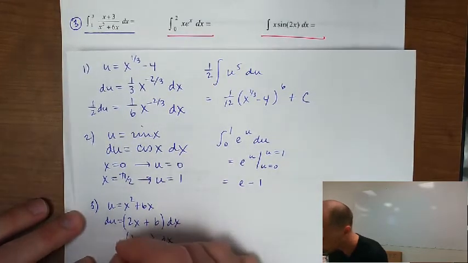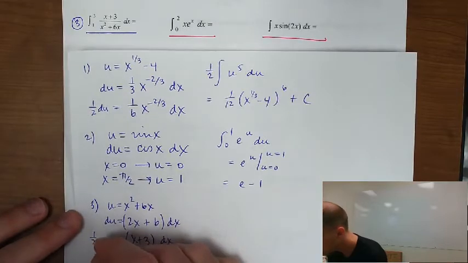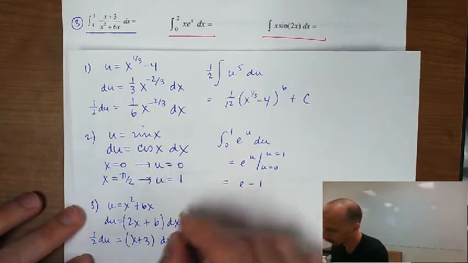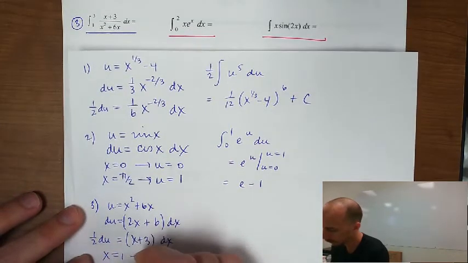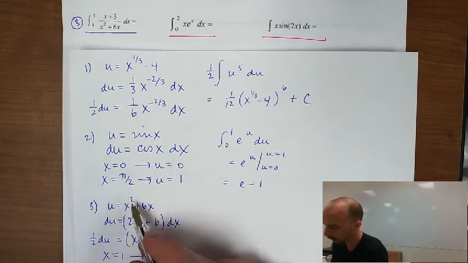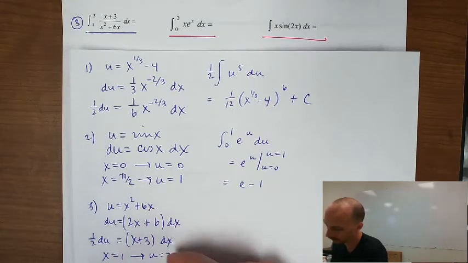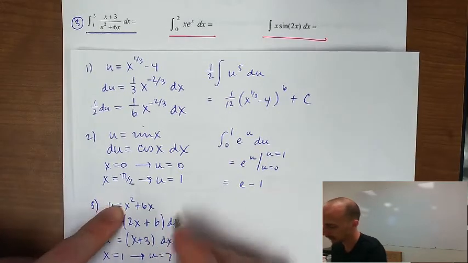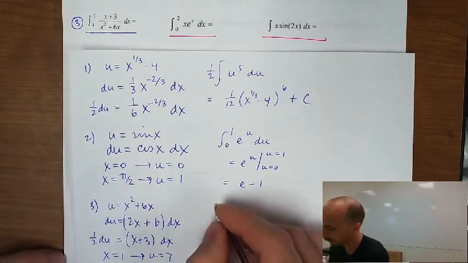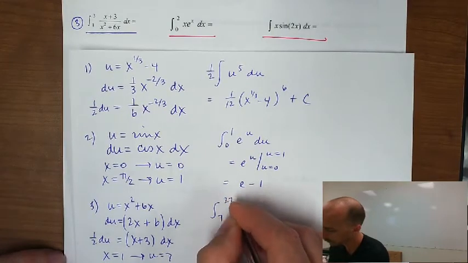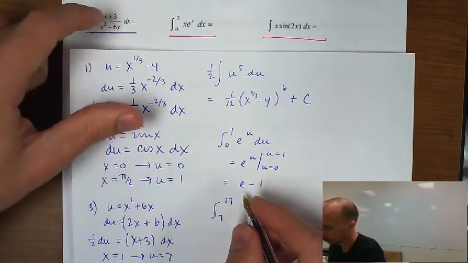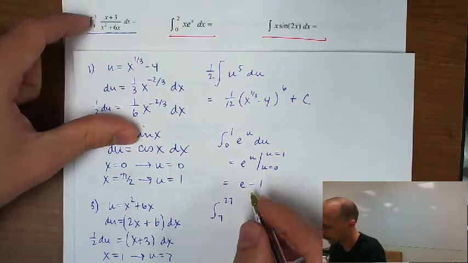Okay, I took this and divided it by 2, so I'm going to do the same thing on this side of the equation. And then this is a definite integral, so I'm going to need to change my x's into u's. When x equals 1, u equals 1 squared plus 6 times 1, which is 7. When x equals 3, u is going to be 9 plus 18, which is 27. So this becomes the integral from 7 to 27 of 1 over u, half of du.